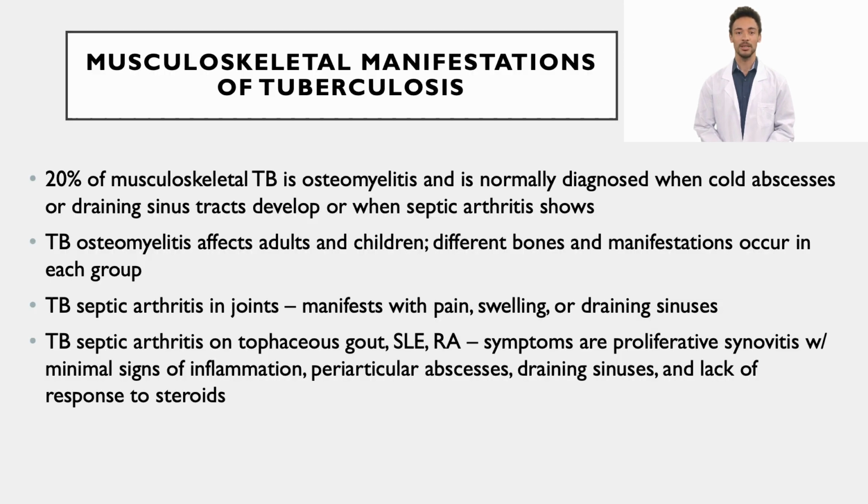Another major component of musculoskeletal TB is osteomyelitis, which accounts for 20% of cases. This condition usually presents with cold abscesses, draining sinus tracts, or septic arthritis. TB osteomyelitis can affect both adults and children, but manifests differently in each group. In septic arthritis, joints manifest with pain, swelling, or draining sinuses. When septic arthritis appears on tophaceous gout, SLE or RA, the symptoms include proliferative synovitis with minimal signs of inflammation, periarticular abscesses, draining sinuses, and a lack of response to steroids.